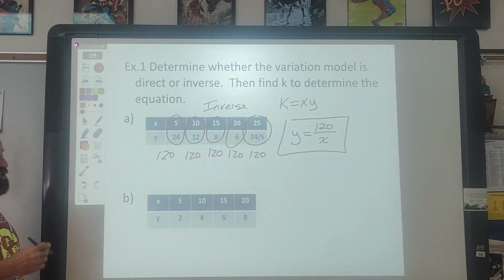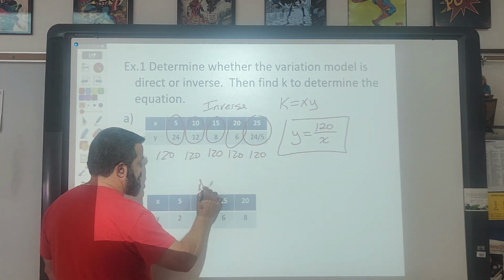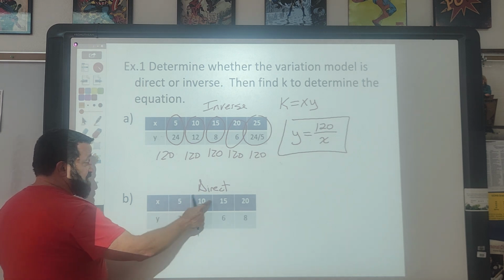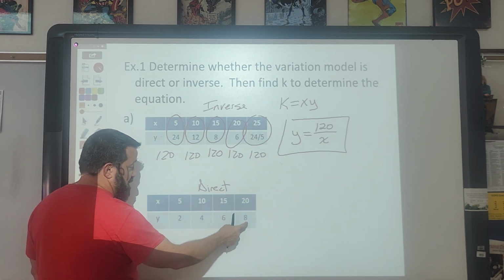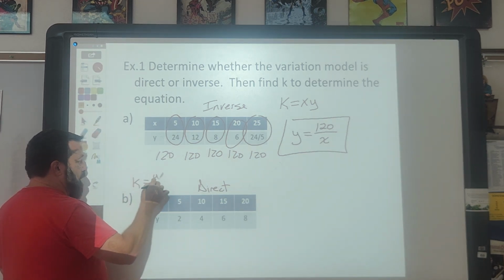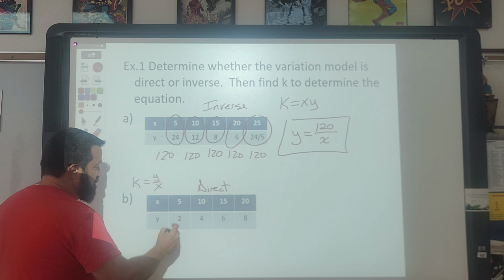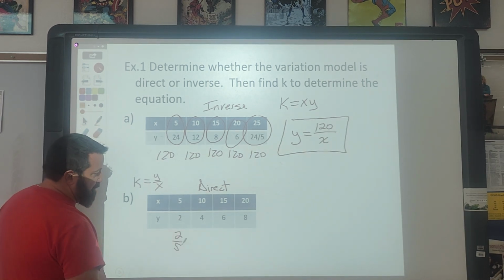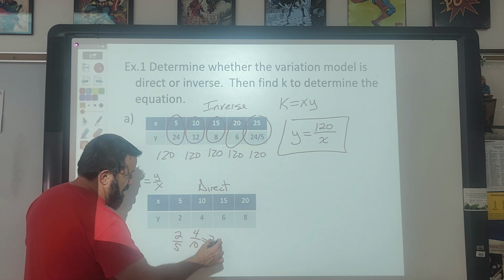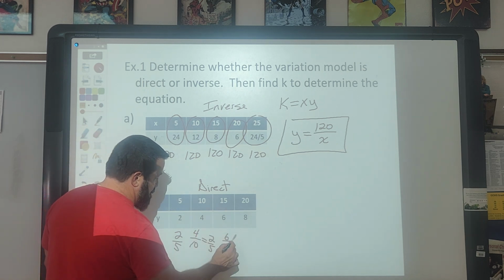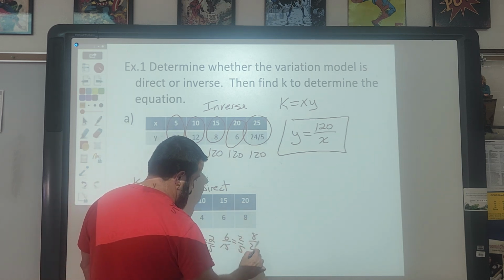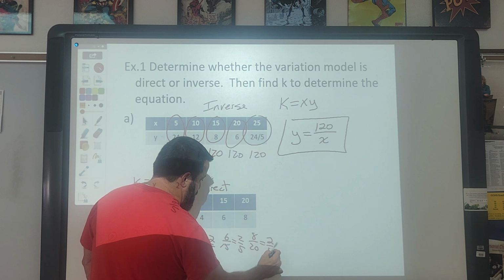The second one, I suspect, is direct variation. Why? Well, my first guess is because as x is increasing, my y values are increasing too. If it's direct, your k value is found by taking y divided by x. So in this case, I get 2/5 for the first one. The second one, I get 4 over 10, which reduces to 2/5. The third one, I get 6 over 15, which reduces to 2/5. And the fourth one, I get 8 over 20, you guessed it, reduced to 2/5.